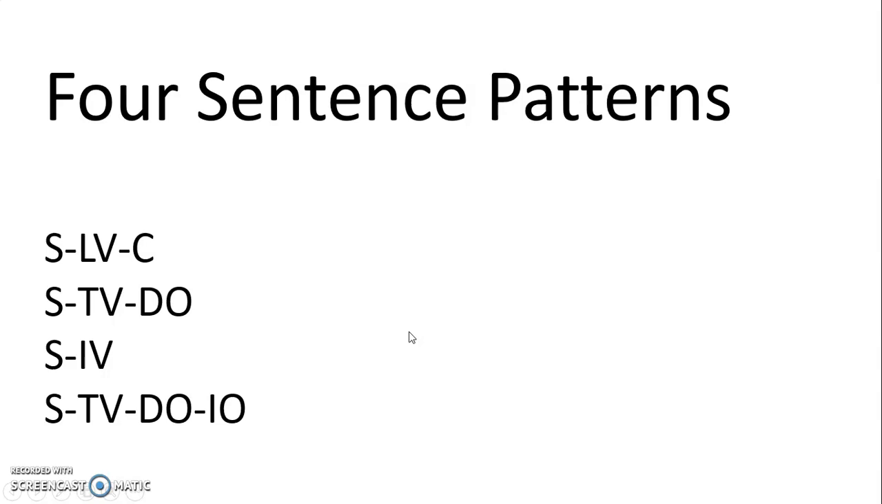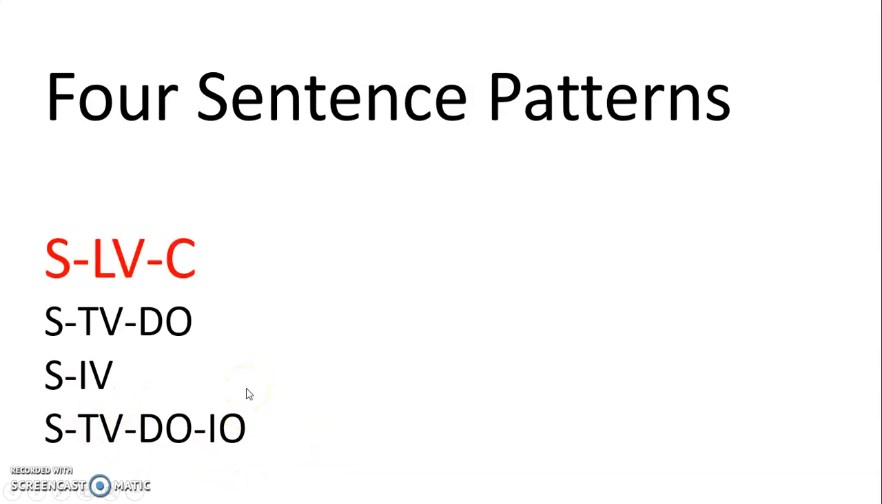There are four sentence patterns that we will be discussing for the third term. The first one is the one I mentioned earlier, SLVC. We'll find out later what S, LV, and C mean. The next one is STVDO. If you take a look at this TV, that's transitive verb. The next is SIV. IV here stands for intransitive verb. And STVDOIO. TV here stands for transitive verb. But for the meantime, we will just be discussing the first one, which is SLVC.